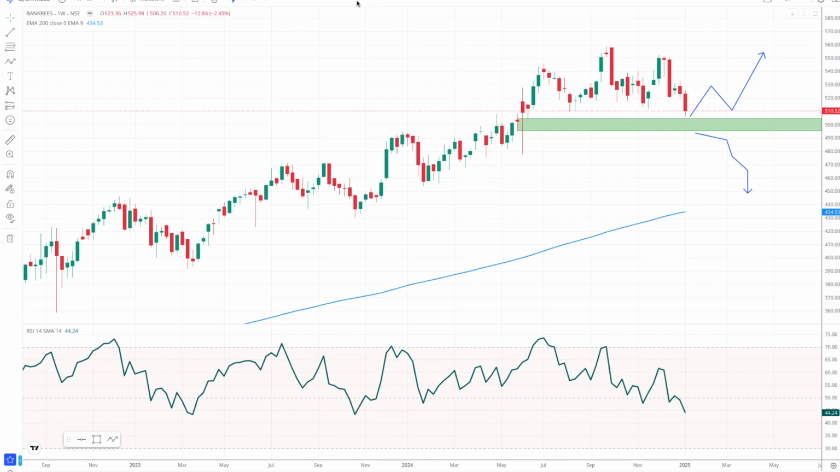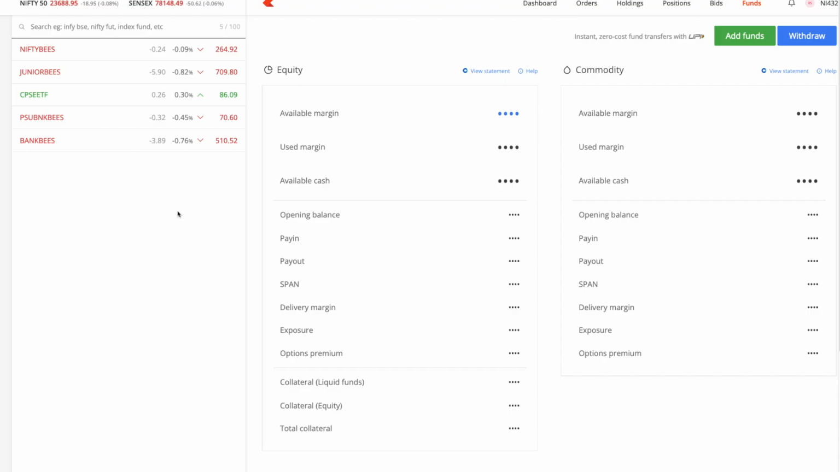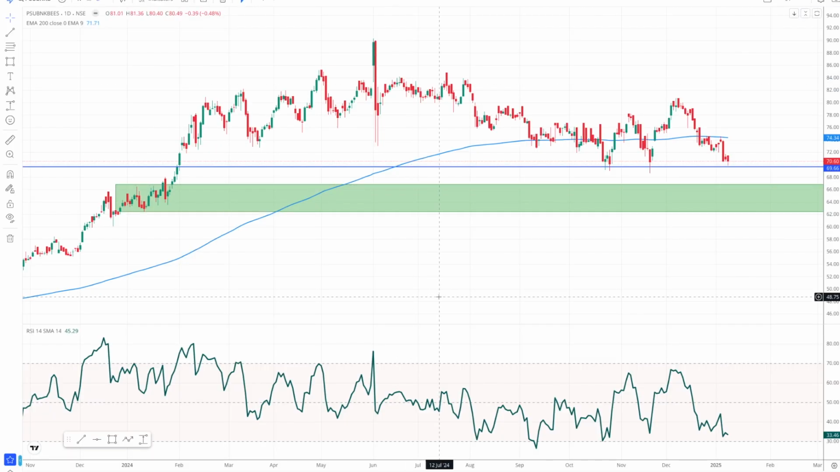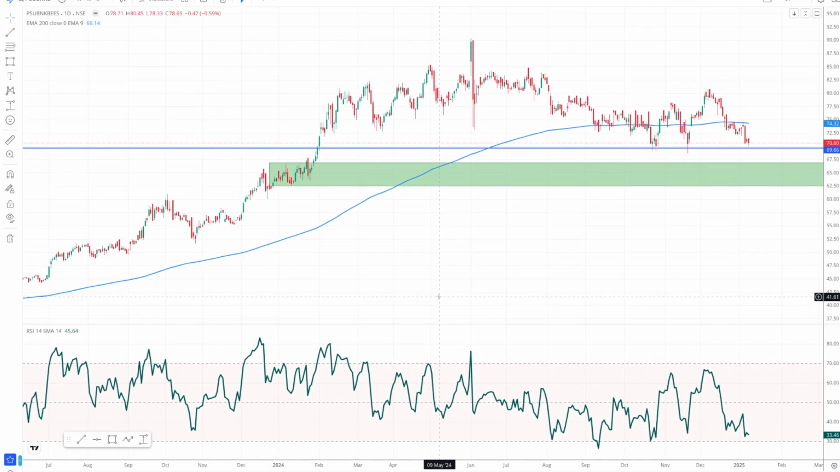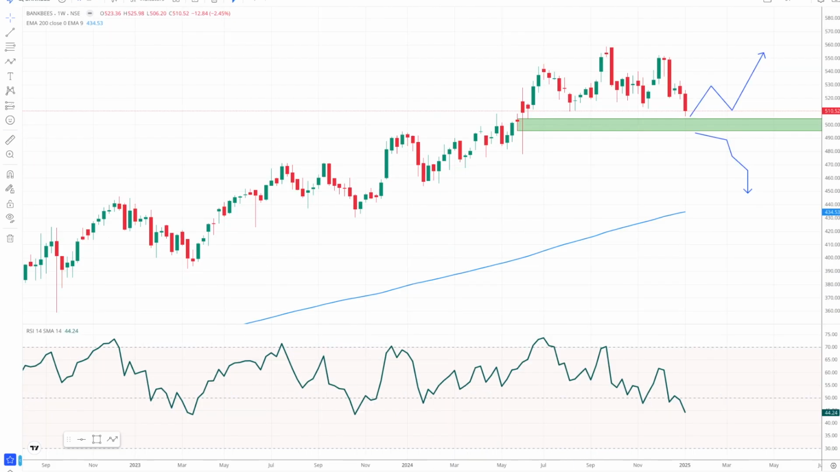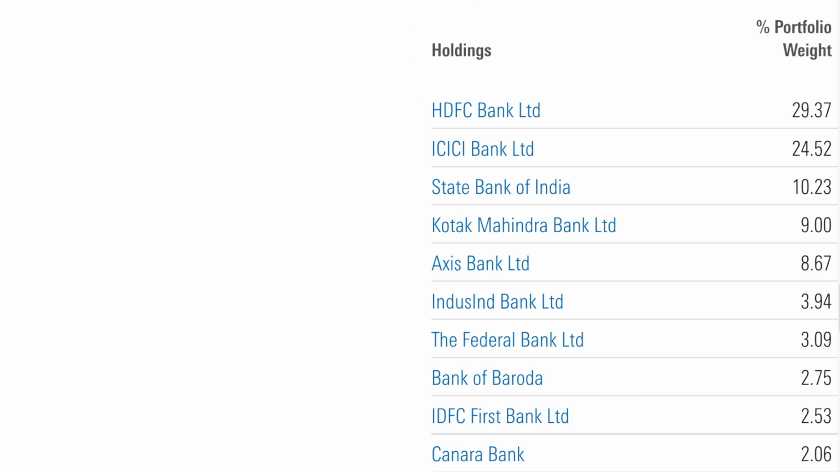Yeah. So just to summarize, we saw that there are two main bank-based ETFs. Instead of investing in individual bank stocks, we can go for these two ETFs. And we saw the chart analysis, we saw the zone of buying, we also saw the constituents of each and every ETF.